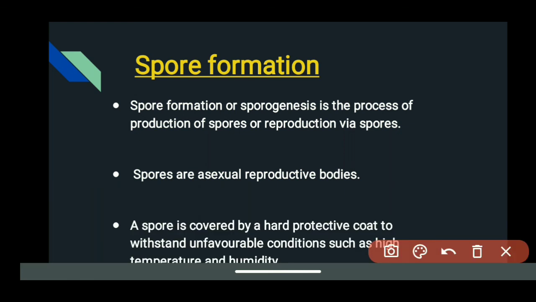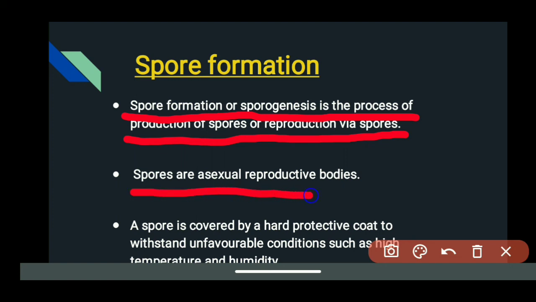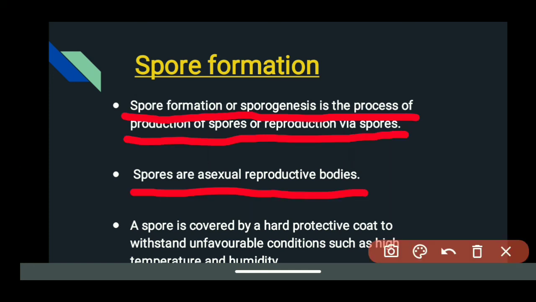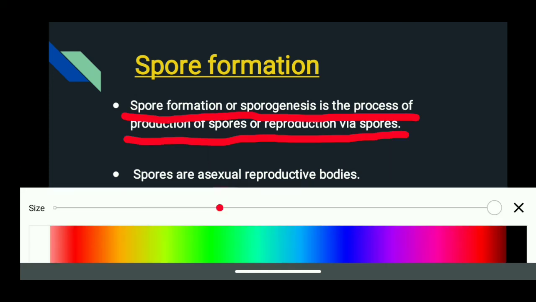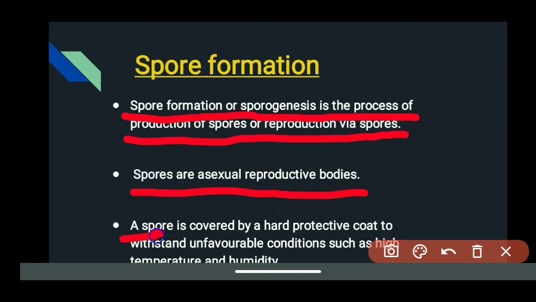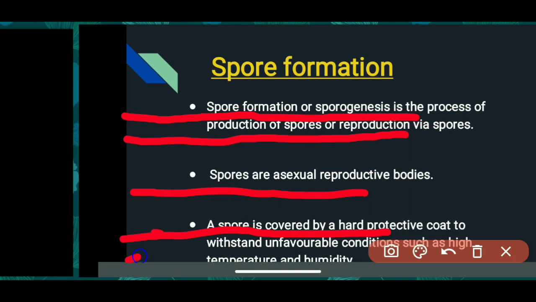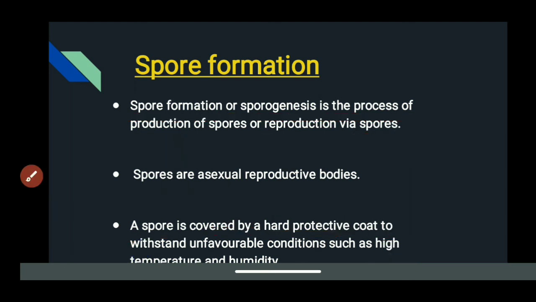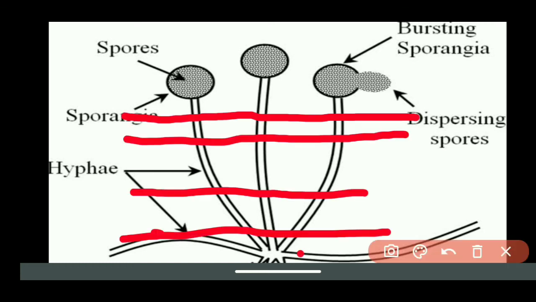Spore formation or sporogenesis is a process of production of spores or reproduction via spores. I will explain it later through the image. Let's move on. Spores are asexual reproductive bodies. Okay. A spore is covered by a hard protective coat to withstand unfavorable conditions such as high temperature and humidity. Okay. Here, these are the spores.